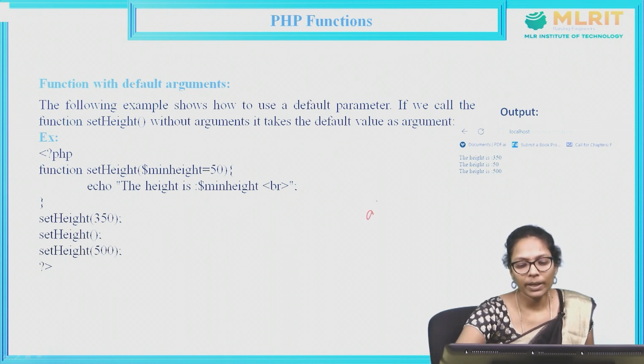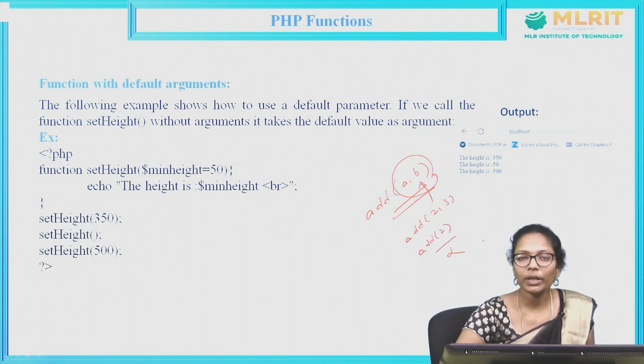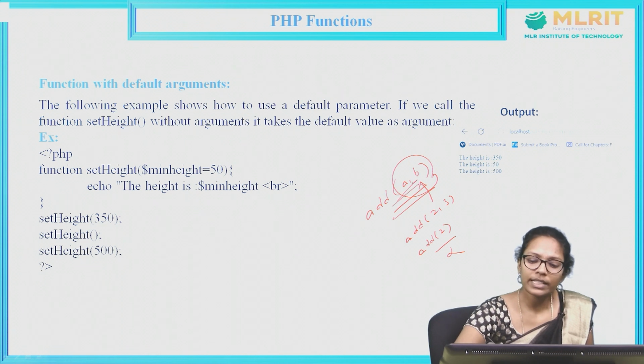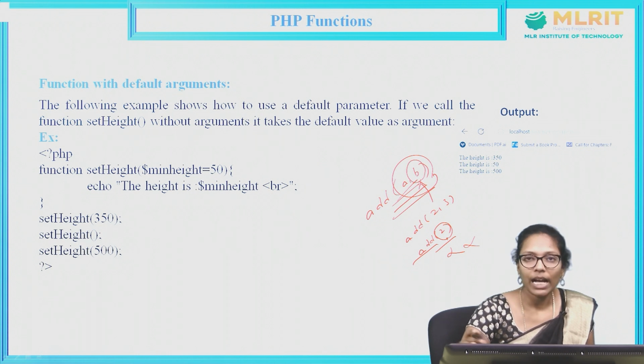For example, I'm writing add of a comma b. Here I have to pass 2 different parameters. If I write add of 2 comma 3, then only this function will be called. If I write add of 2, then it will not be called. Why? Because the signature takes 2 different parameters, but you're trying to call the function by passing only 1 parameter, which is not accepted here. So now I can make the second value a default.